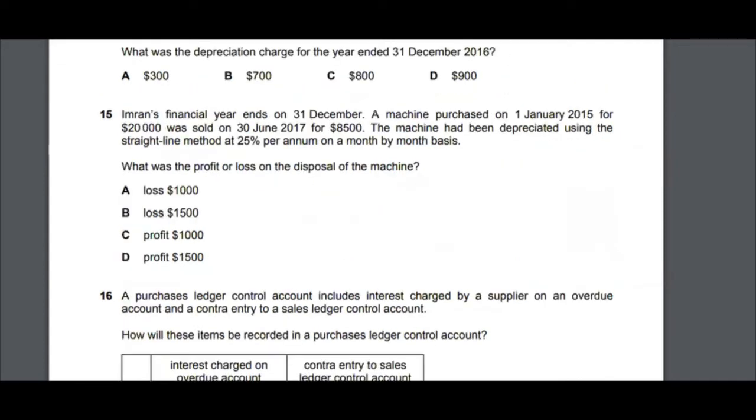Let's look at multiple choice 15. Imran's financial year ends on 31st December. A machine purchased on 1st January 2015 for $20,000 was sold on 30th June 2017 for $8,500. The machine had been depreciated using the straight line method at 25% per annum on a month-by-month basis, right? What was the profit or loss on disposal of the machine? So you have been given the sales proceeds, which is $8,500. All you need to calculate is the carrying amount of the machine, right?